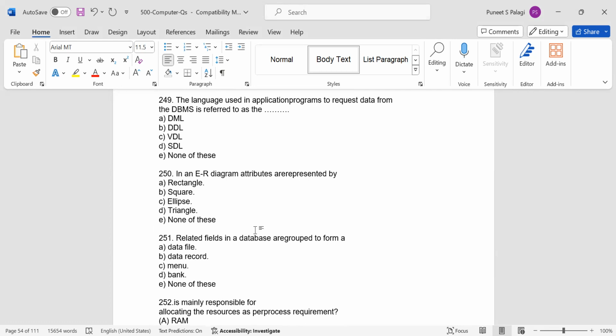The language used in application programs to request data from the DBMS is referred to as data manipulation language.